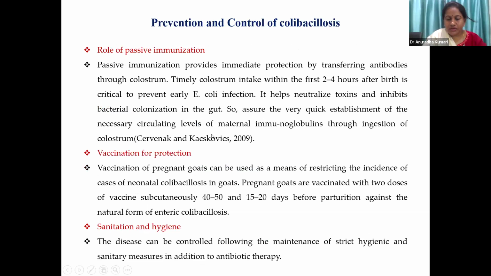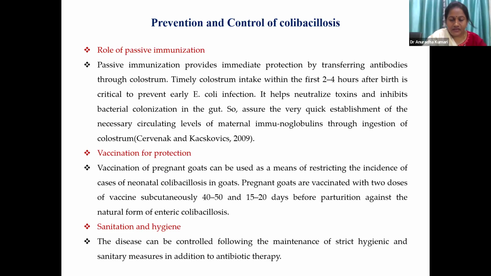For the prevention of this disease, as we have discussed, this disease mainly occurs because of failure of transfer of passive immunity via the colostrum. So timely intake of colostrum within the first 2 to 4 hours after birth is most important to prevent the infection of E. coli, because the immunity provided by the colostrum helps to neutralize the toxin and inhibit the colonization of E. coli in the gut.